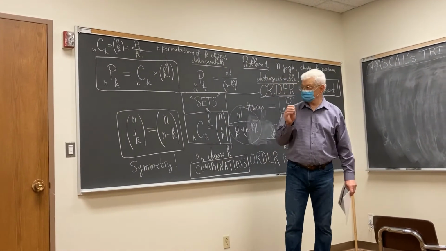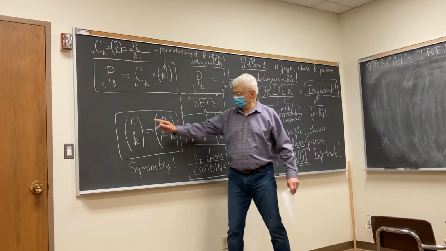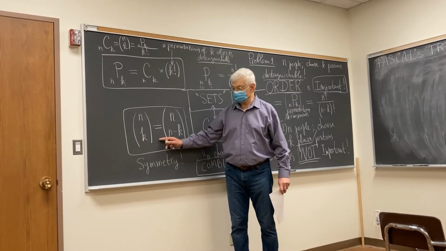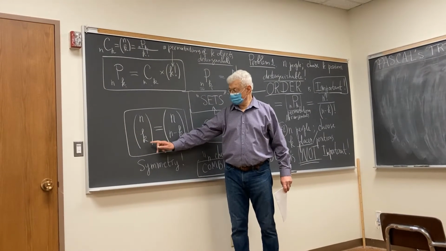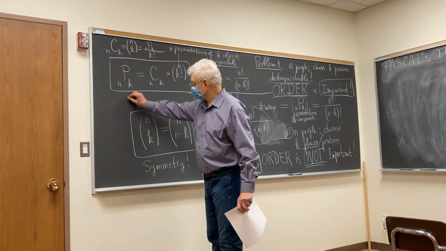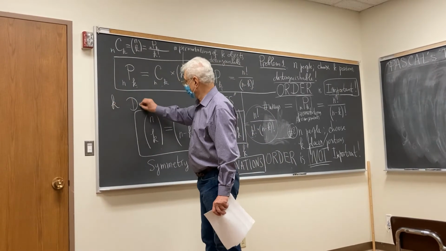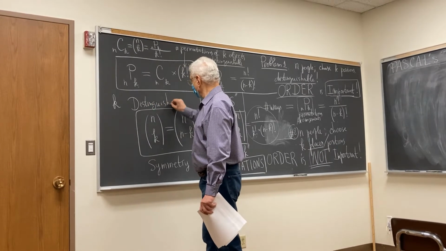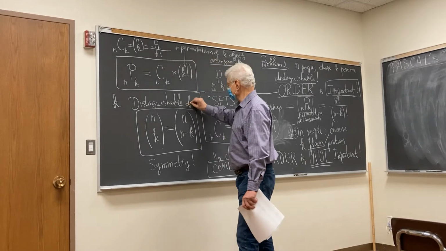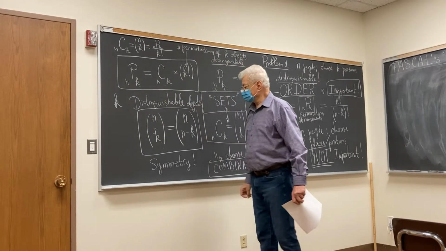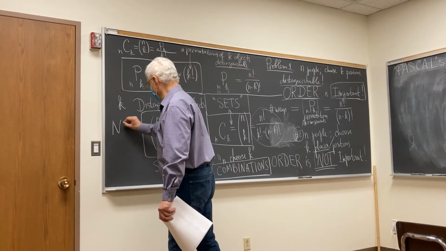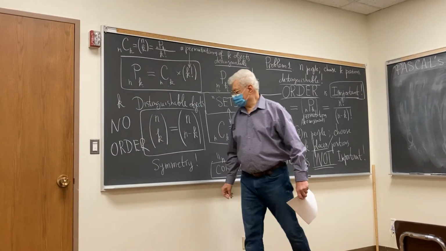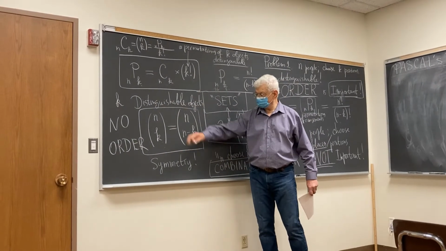combinations. Combination is a very important thing. So, n choose k means that I choose k distinguishable objects out of n. Let me just write distinguishable objects. But the important thing is that order is not important. No order. Okay, in this case the number of combinations is n choose k.